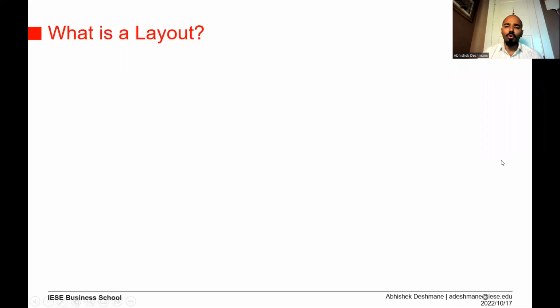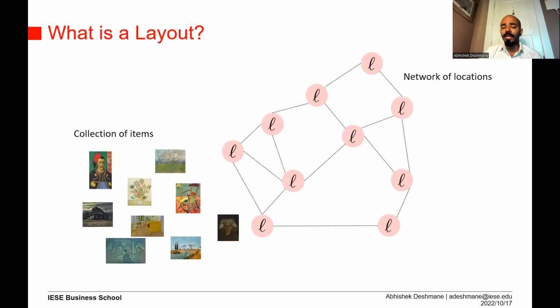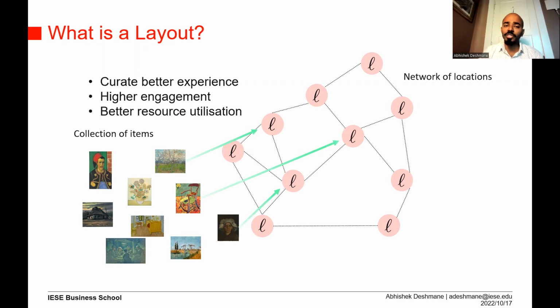Now, I mentioned layout, but what do I really mean by it? For that, we need to go to the basic function that every museum across the world faces. They have a network of locations, they have a bunch of items, and the decision that they face is essentially allocating a particular item to a particular location within the museum, so as to create a better experience for you as a visitor who goes to the museum, or to have better engagement for the visitors, or to have better resource utilization. So, for example, to minimize congestion within the museum.